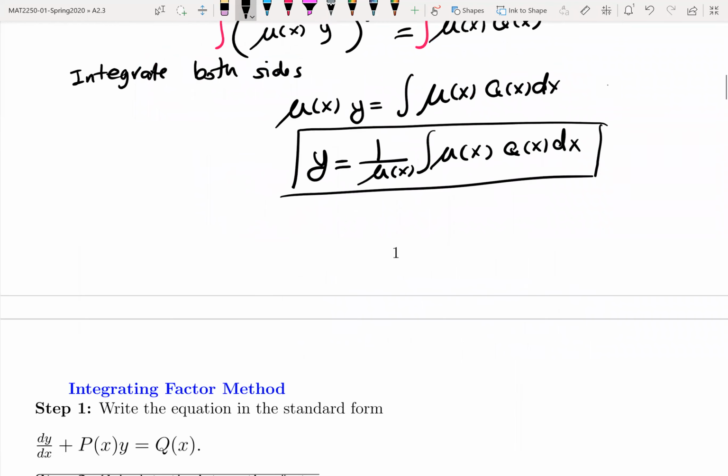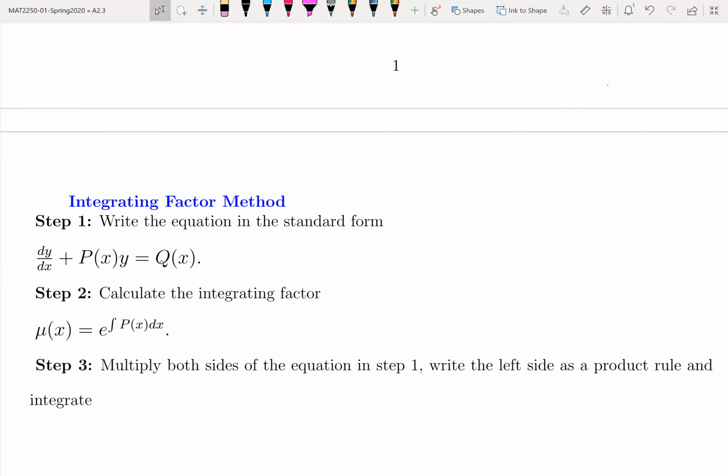To wrap up what's happening over here, that's just really these steps. Step number 1, you have to put it in this standard form, which is very important. You have only 1 over here.